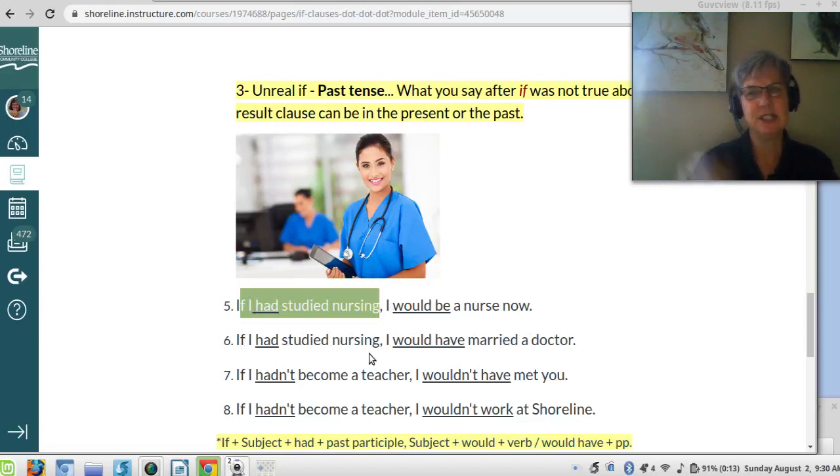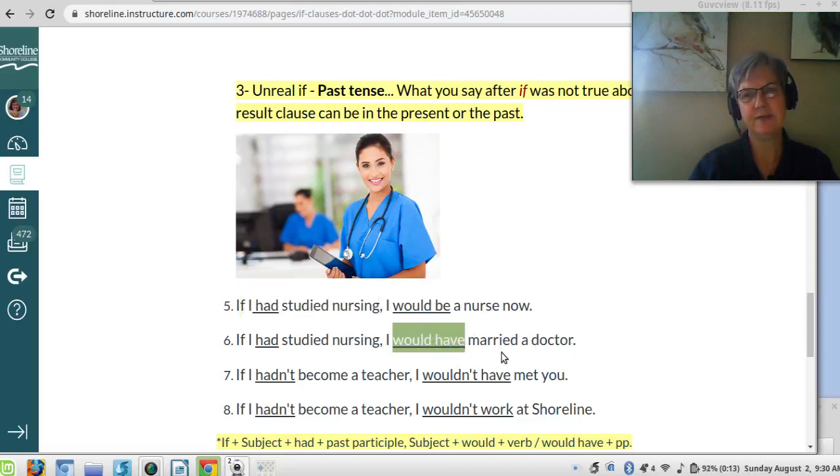If I had studied nursing 10 years ago, I would have married a doctor. So I can have a past tense conditional, past tense result, or past tense conditional, present tense result. When I talk about the present tense result, it's the same as the ones we did here: I would be, I would go, I would buy, I would study, I would eat. Okay? But I have to say "now" here. Then this is in the past. If I had studied nursing, there you go, past tense modal with have, and we studied that last week. I would have married a doctor.